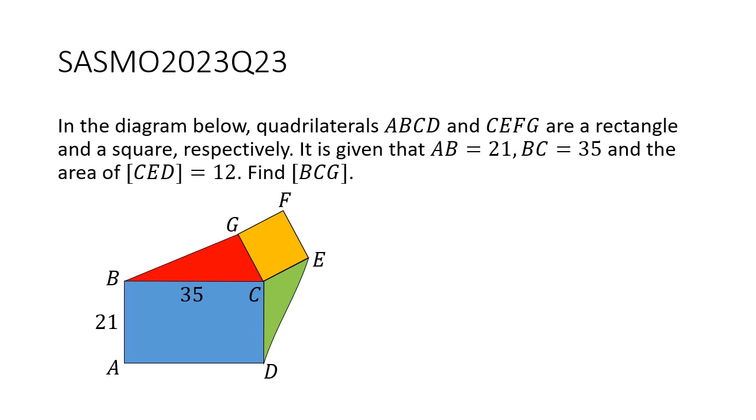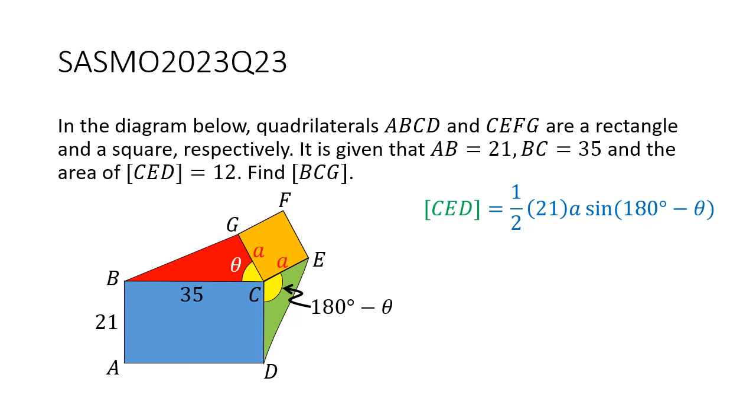So first we let the length of the small square be a. Now notice that these 2 yellow angles are supplementary. They add up to 180 degrees. So if angle CBG is theta, then the angle of DCE is 180 degrees minus theta. Using the trig formula half ab sine C to find the area of triangles, we can find the area of this green triangle to be half times 21 times a times sine of 180 degrees minus theta. Using the obtuse angle formula, we can simplify sine 180 degrees minus theta as sine of theta.